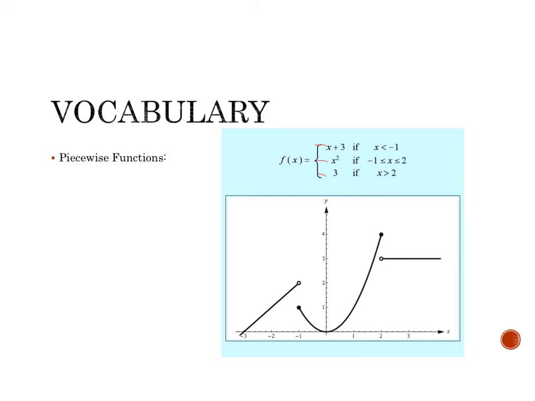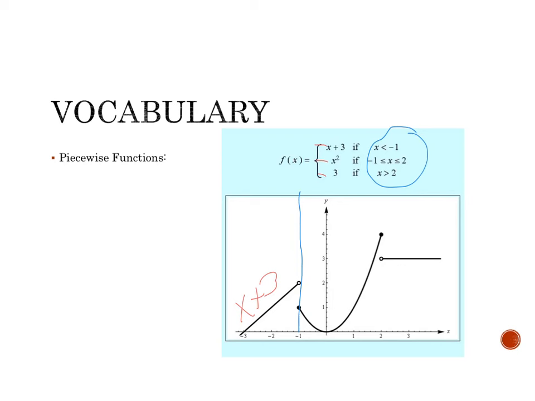So we have three pieces of a graph, and you determine where the pieces go based on these boundaries right here. So the x plus 3, that is if x is less than -1. Well, the -1 is here, and I like to call these parts the fences, they're the borders. So less than would be to the left, so this section right here is the line x plus 3.